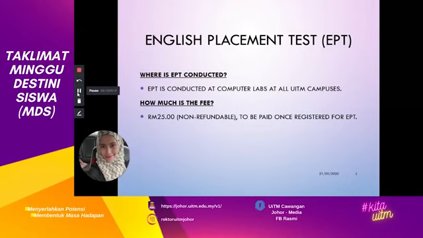This means, let's say you have registered and then you have received the invoice from the bursary, stating that you need to pay 25 ringgit Malaysia for EPT. But suddenly before the test, you have a change of heart, you have a change of mind. You do not want to sit for EPT, because you want to undergo the normal study programs which we have designed for all UiTM students. Alright, so can you get the fee back? The answer is no. You cannot get your money back.